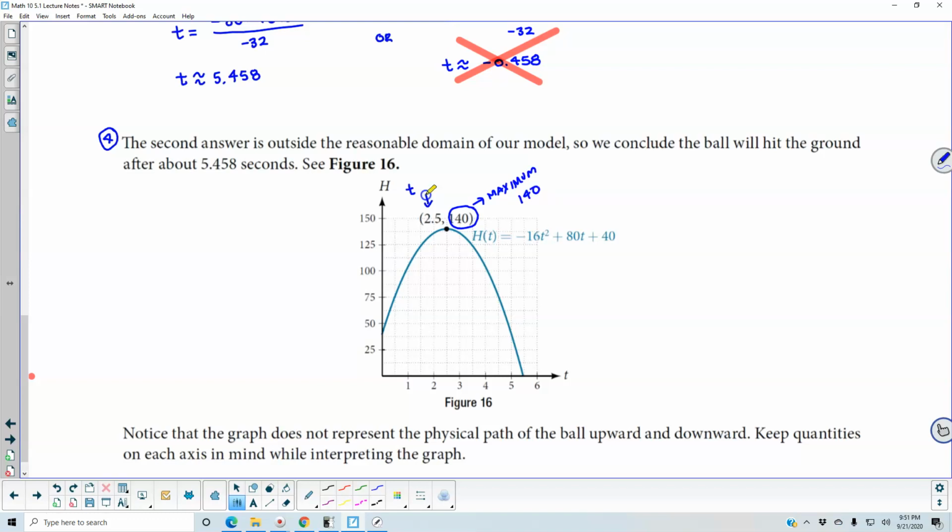Now, we also wanted to know, when does it hit the ground? Well, it starts here, and if we say that this represents the ground, right here we determined that the x-coordinate is 5.458 when the y value is 0. So basically this represents the x-intercept of when it would hit the ground. Notice that the graph does not represent the physical path of the ball upward and downward, but it does keep quantities on each axis in mind while interpreting the graph.